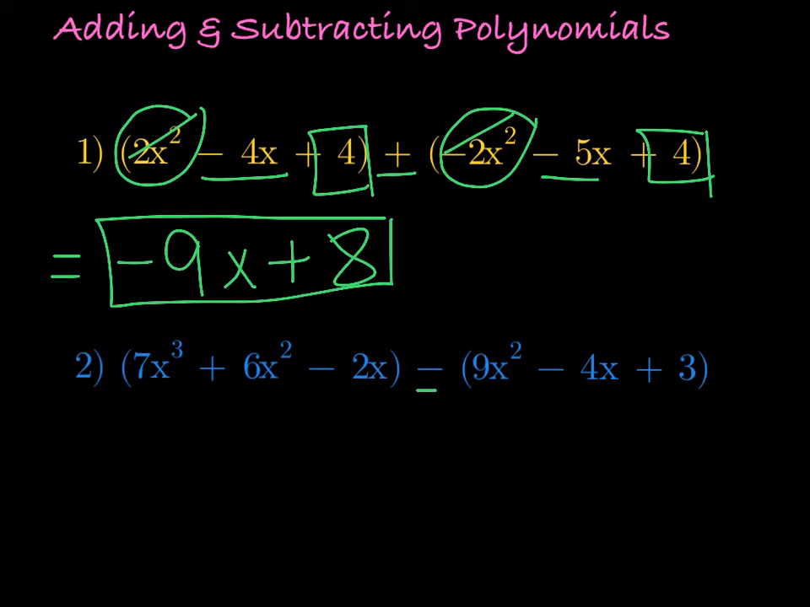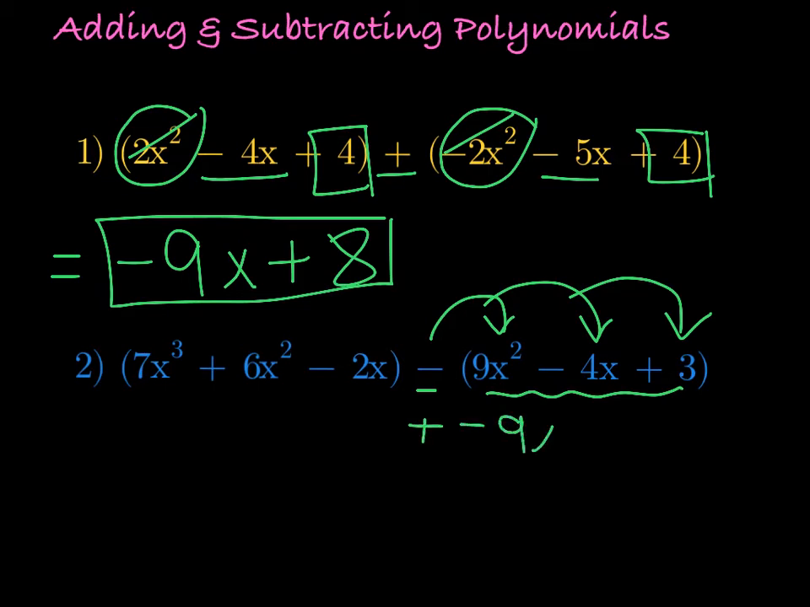So with subtracting, this is the only one that's different. You have to distribute the subtraction sign to all terms on this side. So now all the signs change. So we have plus negative 9x squared plus 4x minus 3. And then it's the same from here on out. You're going to just add the like terms.